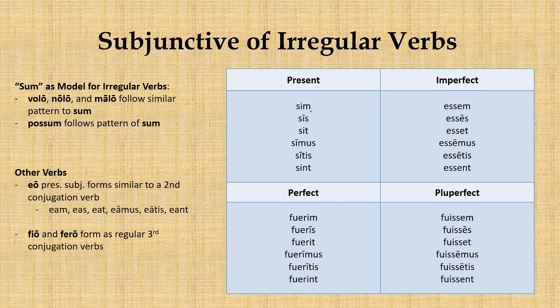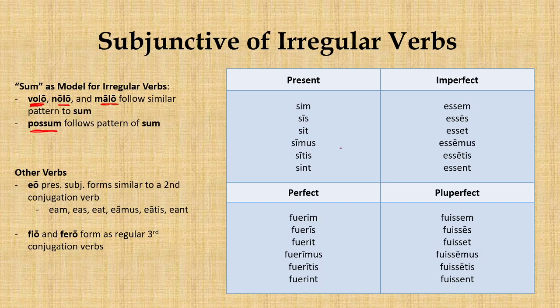If you follow it, but essentially my advice for you, and what I would recommend doing, is learn the subjunctive of sum in the present, imperfect, perfect, and pluperfect. And then for some of our various other forms like possum, volo, nolo, and malo, that are a bit different, they follow a very similar pattern to sum. So if you look at them closely, you'll notice that they are quite consistent.